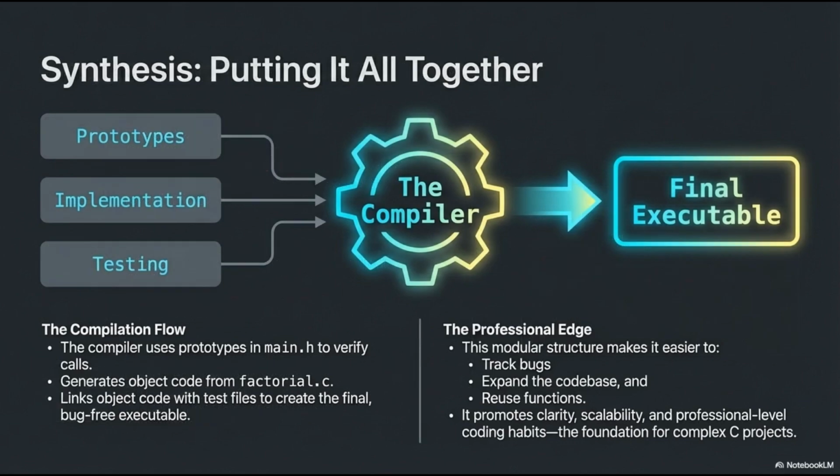So, when you compile your project, the compiler acts like a master assembler. It takes the public promises from your header file, links them with the private logic from your source file, and uses your tests to verify everything. The result is one final, clean, bug-free executable. This is the professional edge. This modular approach makes your code so much easier to understand, to expand, and to reuse down the line. It's the blueprint for building anything serious in C.